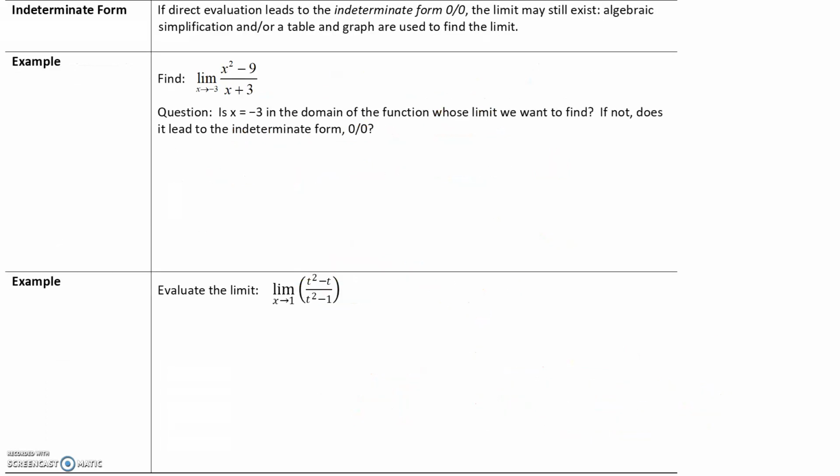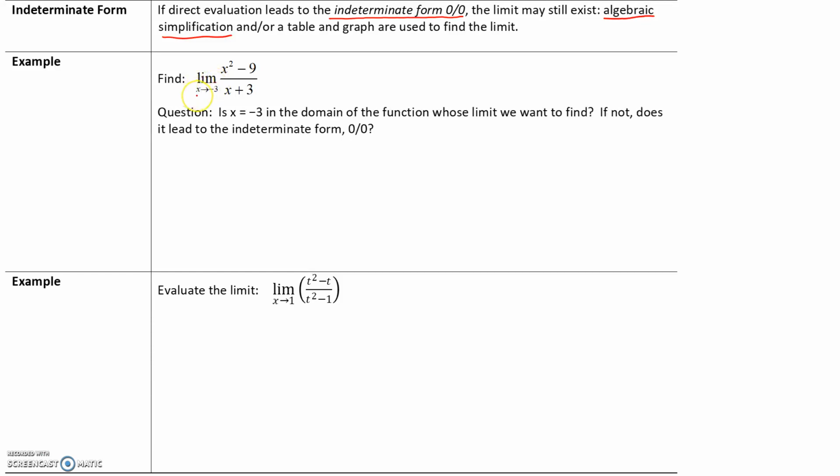Okay, now sometimes when we do direct evaluation, which means we plug in the a value, we get something called the indeterminate form, 0 over 0. If that happens, the limit may still exist, but we need to have some kind of algebraic simplification and or a table or a graph to use to find the limit. So for us to use algebraic simplification, however, we first need to make sure that we have the indeterminate form. Okay, so let's take this example.